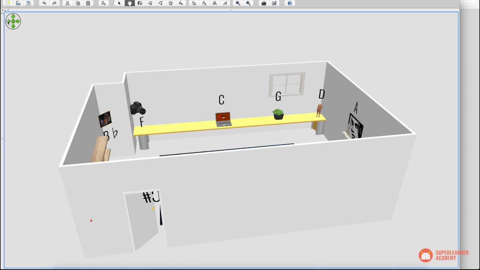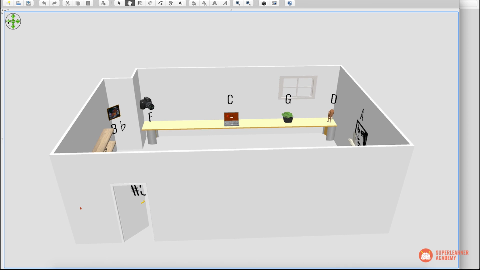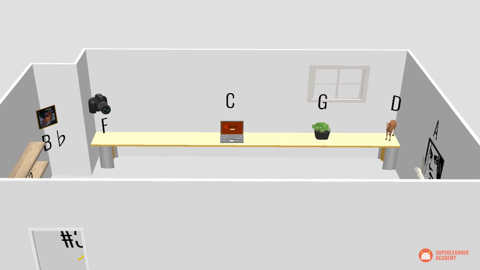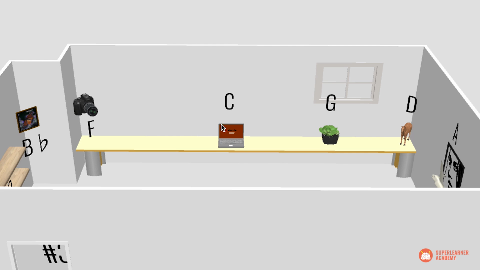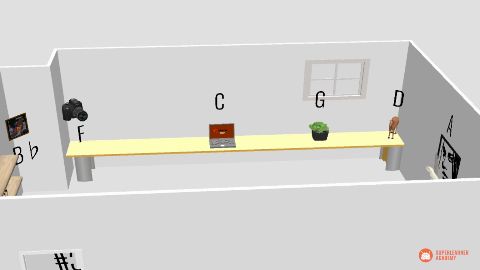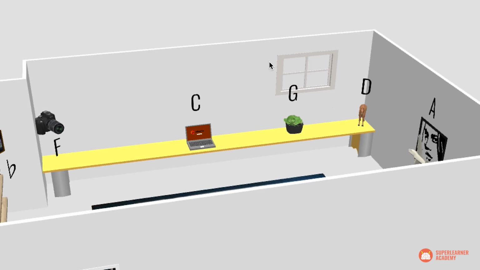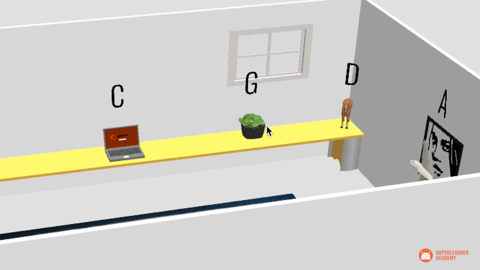You'll notice the first marker that I have, the first location in my memory palace, is C for computer. I know that that is 0 sharps and flats. Now we go over and we go to G. That is a green plant. I know that that has 1 sharp or flat.